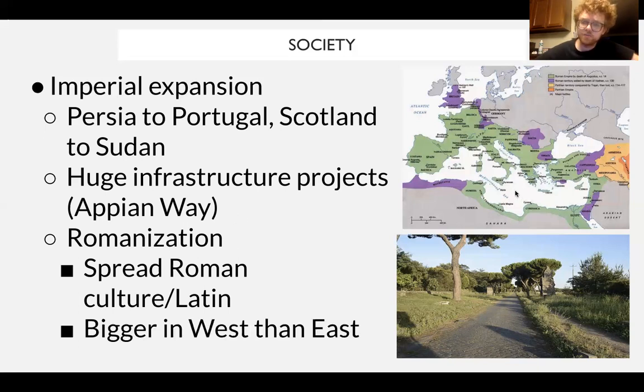However, Romanization and the success of it is going to be more influential in the western part of the empire. The eastern part is mostly going to remain very influenced by Greek or Hellenistic culture. So Latin is not going to be a big thing in the east. So if we're thinking ahead, we're already starting to see cultural divisions between the east and the west.